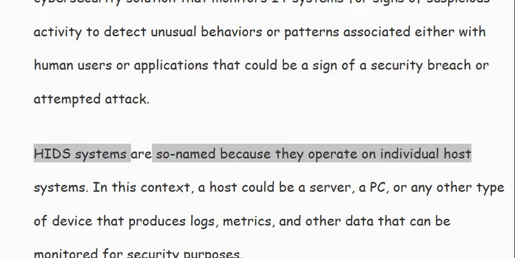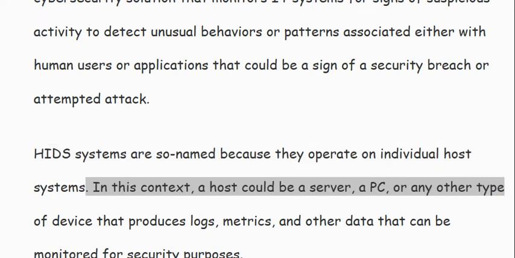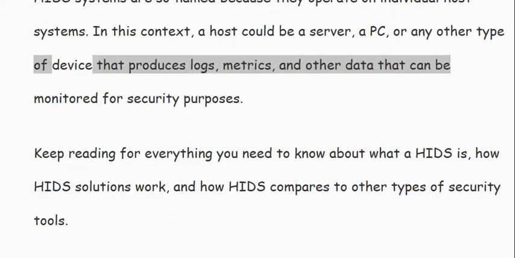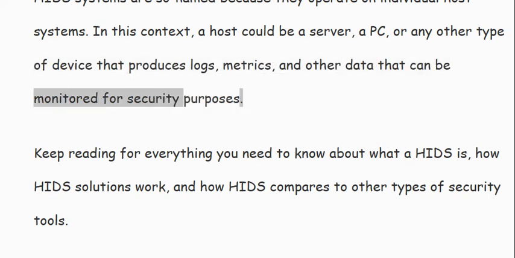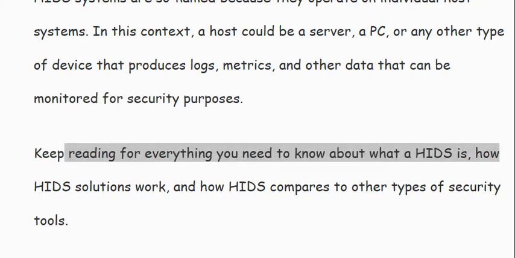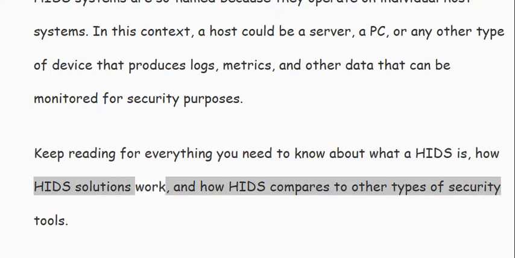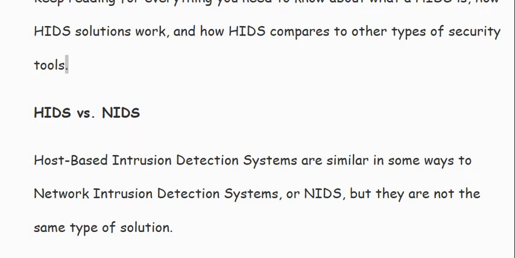HIDS systems are so named because they operate on individual host systems. In this context, a host could be a server, a PC, or any other type of device that produces logs, metrics, and other data that can be monitored for security purposes. Keep reading for everything you need to know about what a HIDS is, how HIDS solutions work, and how HIDS compares to other types of security tools.